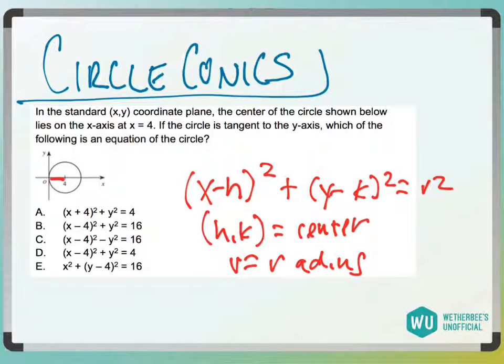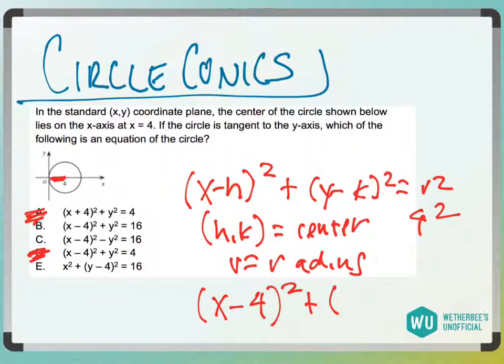So it's going to equal 4 squared. So I'm going to get rid of A, and I'm going to get rid of D, because it should equal 16. Now it's centered at 4, 0. The x is 4 and the y is 0, so that means it's going to be x minus 4 squared, that's the h, k.